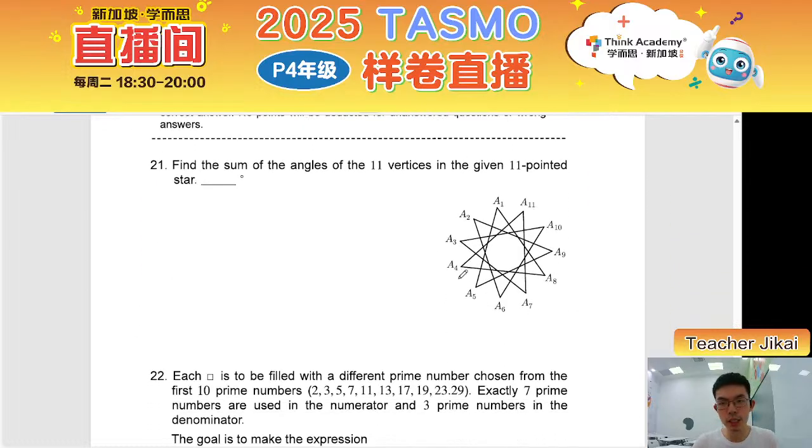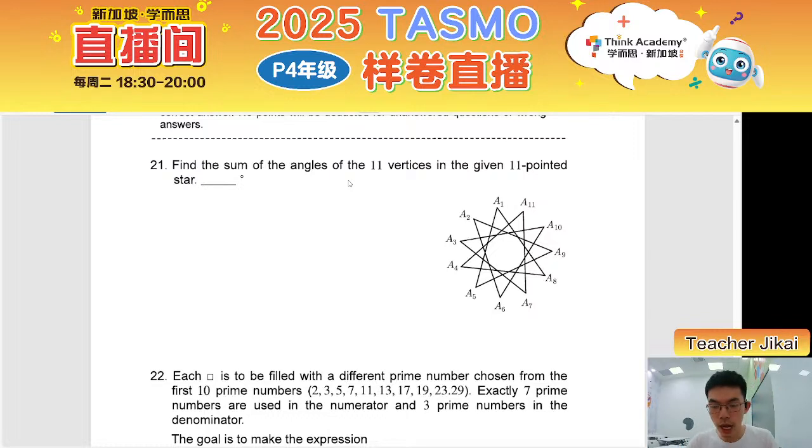So question 21. Wow. We have 11 vertices and a given 11-pointed star, and we want to find the sum. And there's nothing left. We don't even know one of the angles here. So how can we get the total sum of it? For this kind of question, there is a fastest way. You can solve it by the exterior angle theory. You can solve it by building some triangles, right? But the best way to solve this kind of question is to use the interior angle sum, right? The sum of the interior angles for the polygon here.